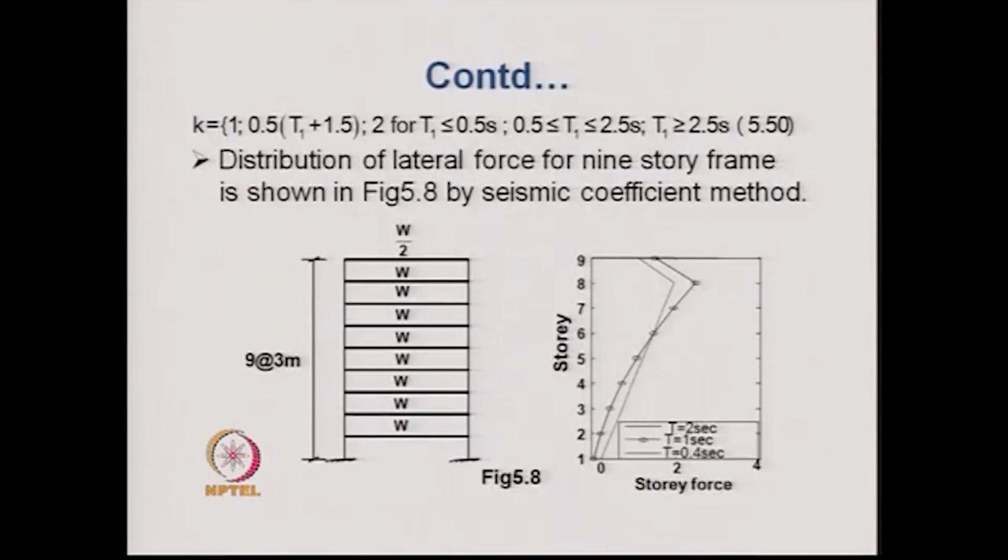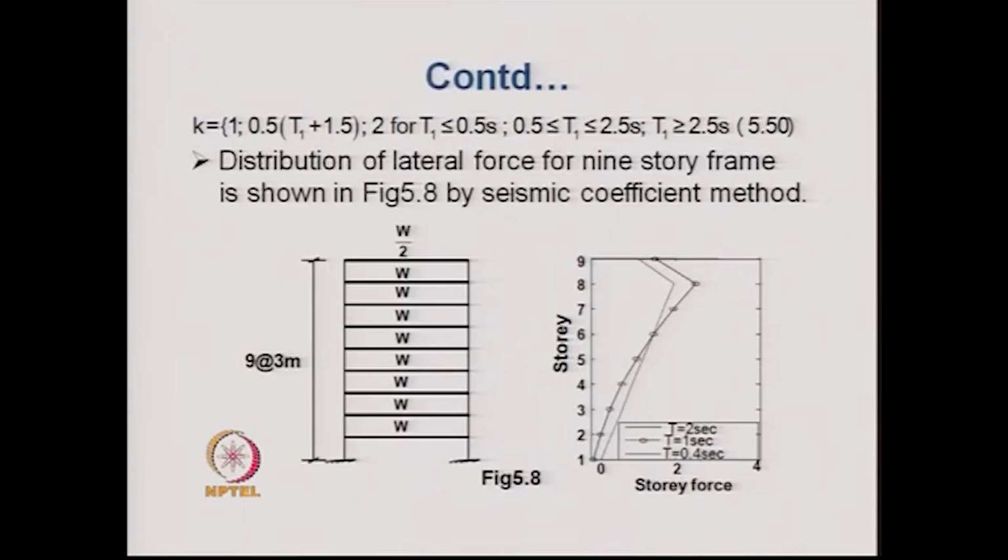For example, in this particular case, the International Building Code, three values of K are recommended: 1, then 0.5 into T1 plus 1.5, and 2. The first is valid for time period less than 0.5 second, that is, K is taken as unity for time period less than 0.5 second. For time periods between 0.5 second and 2.5 second, the value is taken as 0.5 into T1 plus 1.5, and when T1 is greater than 2.5 second, the value of K is taken as 2.